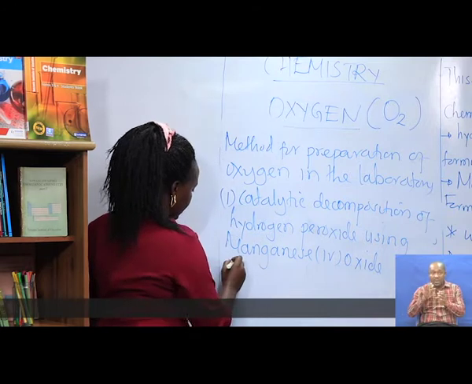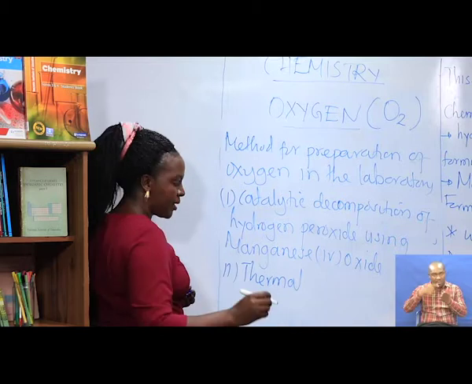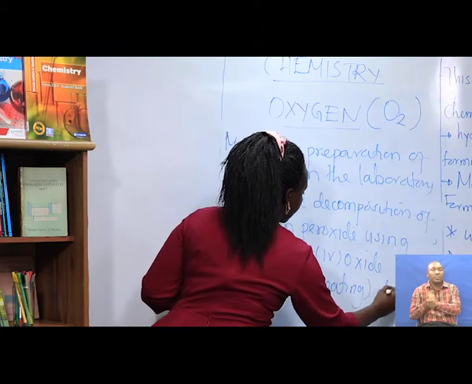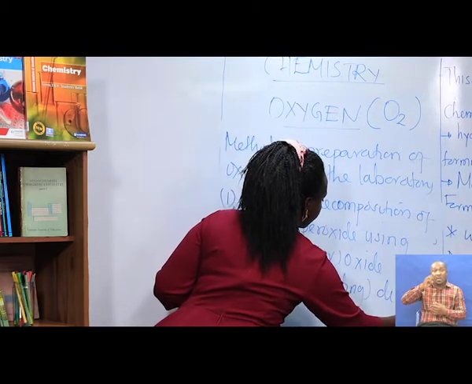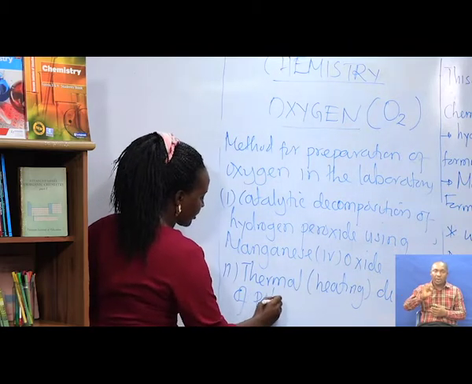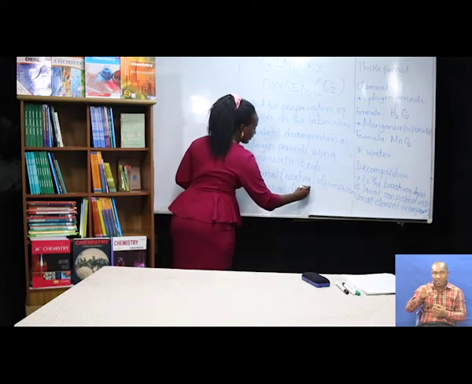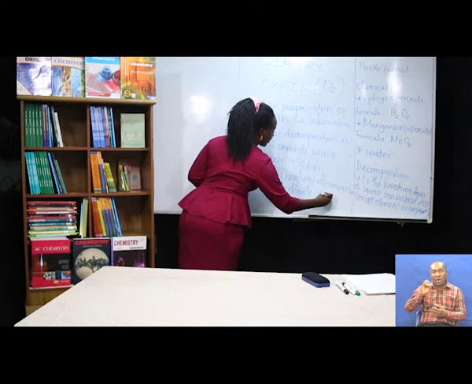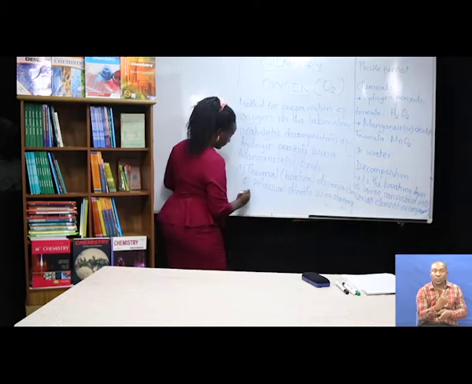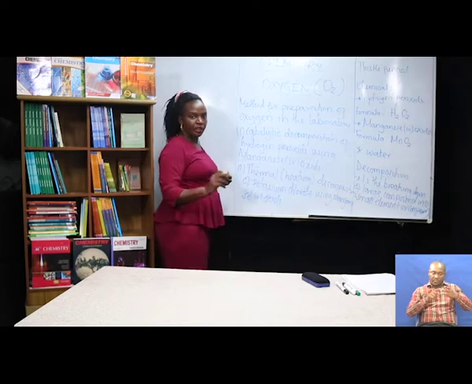But number two, it is thermal decomposition. Thermal means heat. So thermal decomposition of potassium chlorate using manganese(IV) oxide. So that is another method we can use.